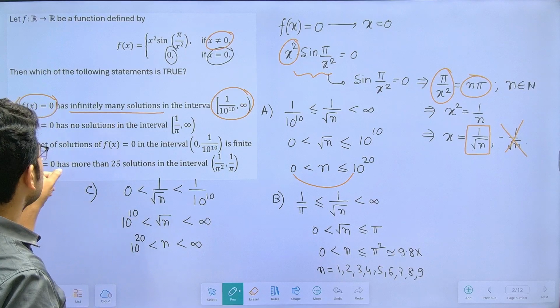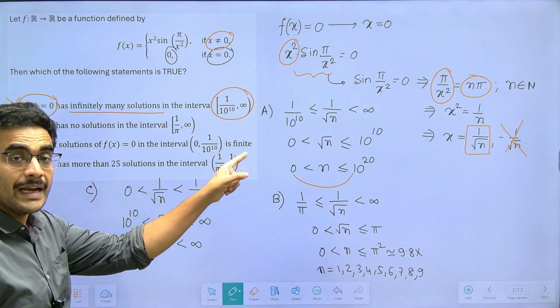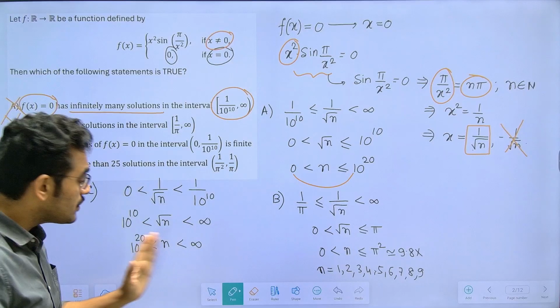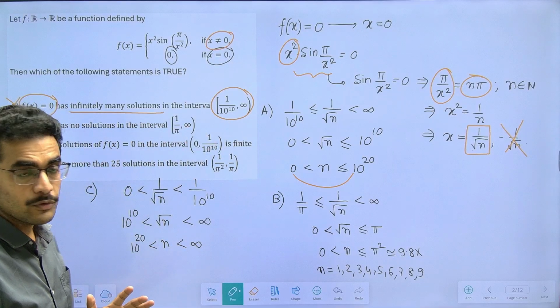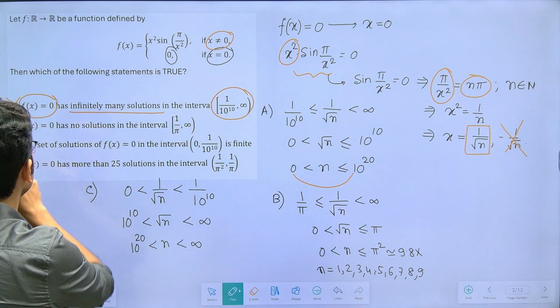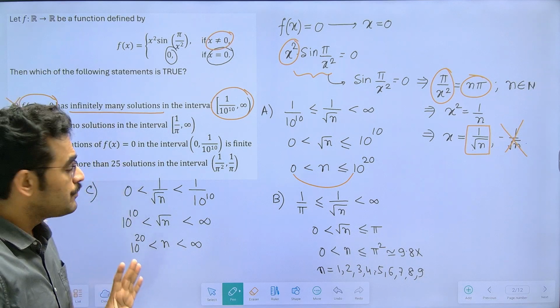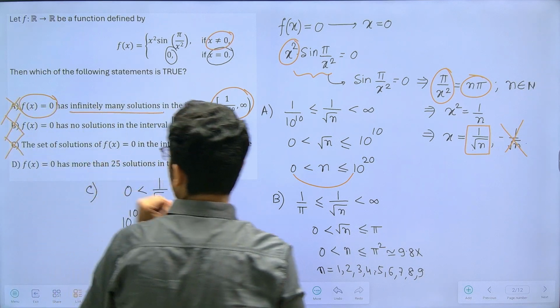This option is saying the set of solutions is finite. No, the set is infinite, because infinitely many n values are there. That means infinitely many x values will be there. So this option is also false. So option D must be correct. Anyway, let us verify option D once.